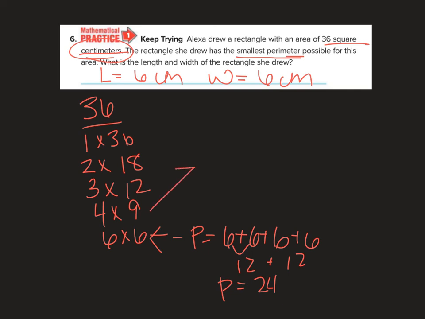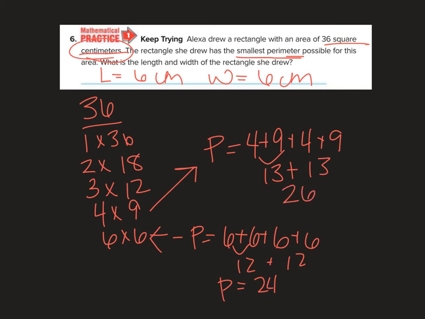Let's try the next closest one. This perimeter is 4 plus 9 plus 4 plus 9. 4 plus 9 is 13, plus 13 is 26. Notice, as they're getting farther apart, the larger the perimeter is getting. Let's try 3 and 12. So the perimeter is 3 plus 12 plus 3 plus 12. 3 plus 12 is 15 plus 15. Our perimeter here is 30.